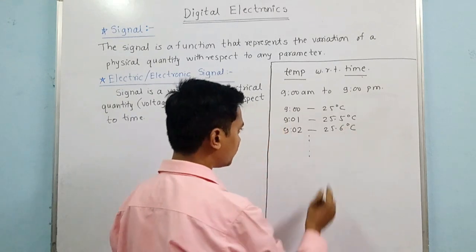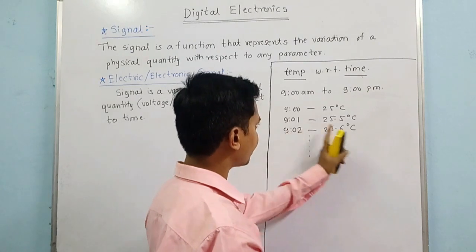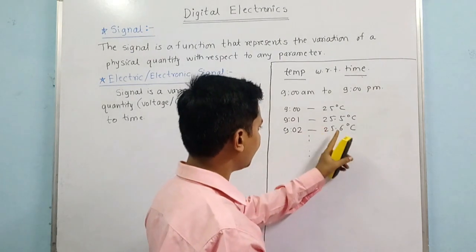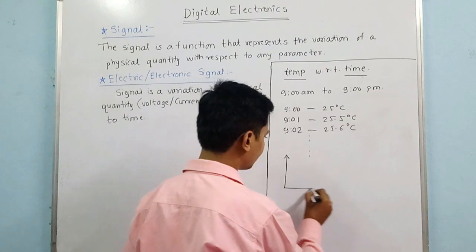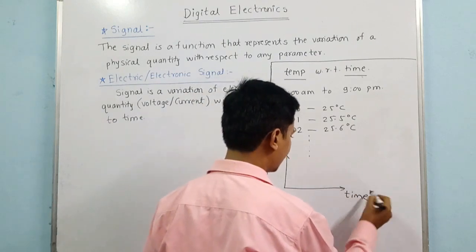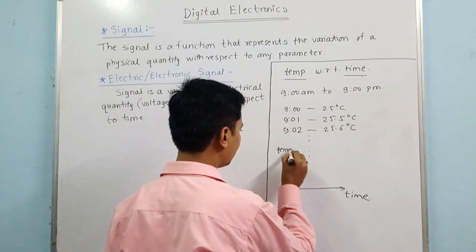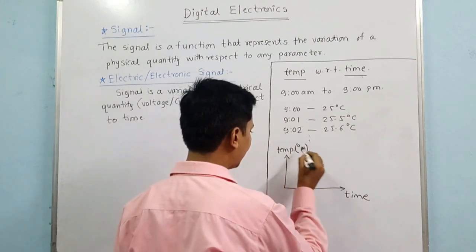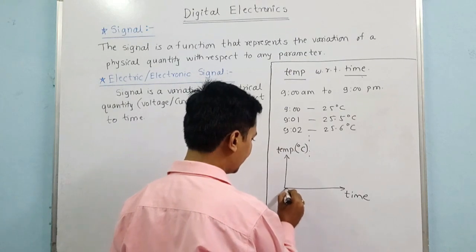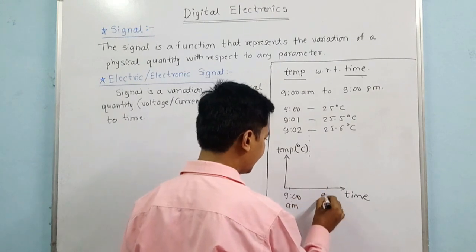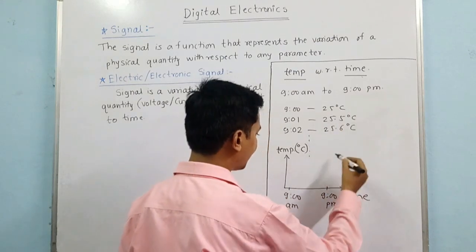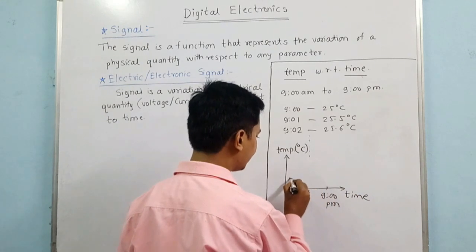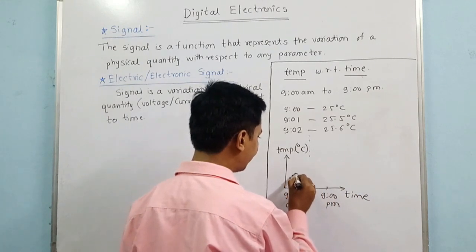Later if you want to plot the graph of temperature versus time, then we can get it like this: time on x-axis and temperature in degree Celsius on y-axis. Now consider that at this point 9 a.m. and at this point say 9 p.m. If you plot the graph of these temperatures with respect to time, then you can get these dots which represent the temperature values.